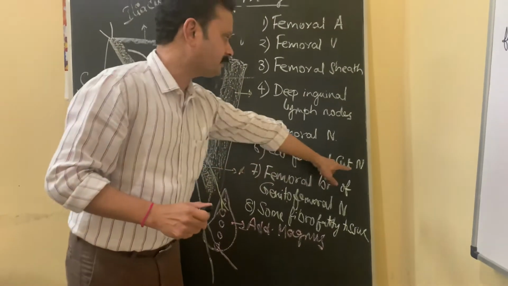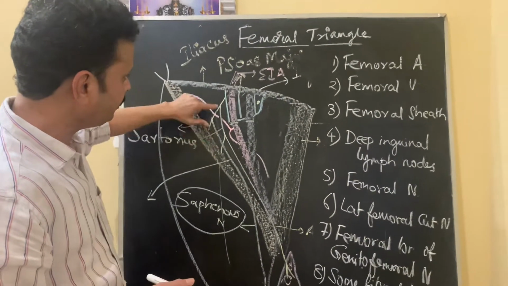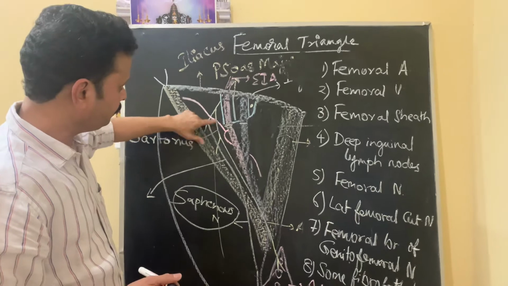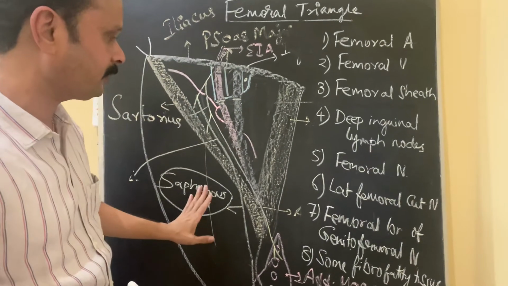Lateral femoral cutaneous nerve. Just now I have said the lateral femoral cutaneous nerve is a branch of the anterior division of the femoral nerve, supplying the lateral aspect of the thigh.